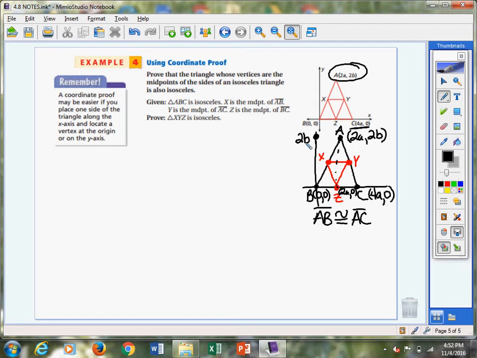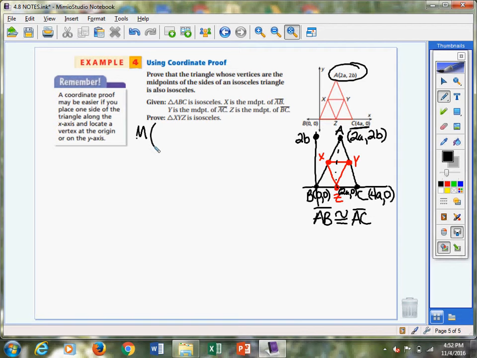All right, so the midpoint formula, we want to find the coordinates for X, Y, and Z. And Z we already know. Z was easy. You could do that without the midpoint formula. That's 2A, 0. All right, so X and Y, that's what we're after. Okay, so let's start there.